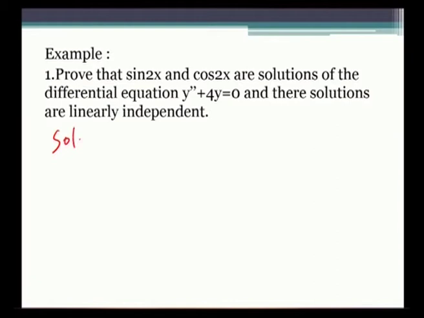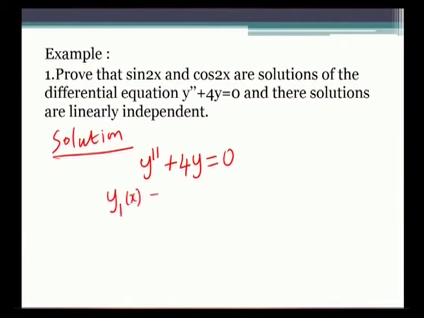The solution to this problem may be started like this. The given equation is y double prime plus 4y is equal to 0, and the given solutions are sin 2x and cos 2x. Let us assume y1 of x as sin 2x and y2 of x as cos 2x.